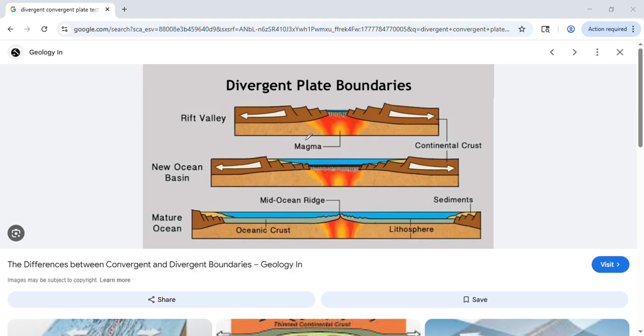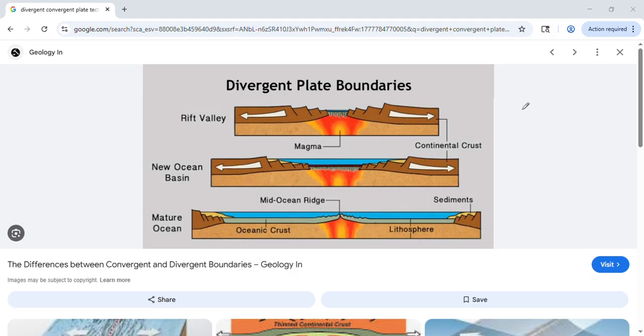Next question, what is a subduction zone? It is a boundary where the denser plate, usually oceanic, sinks beneath a lighter plate or continental plate into the asthenosphere. Next question, why are earthquakes frequent at plate boundaries?